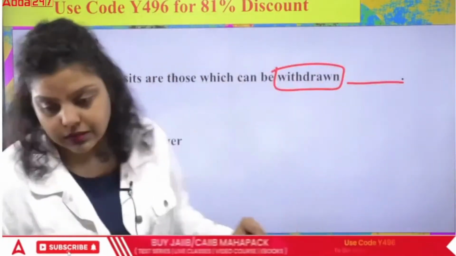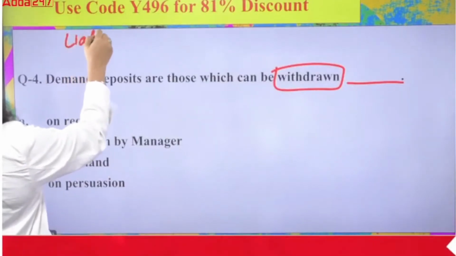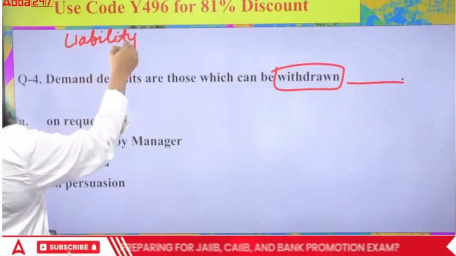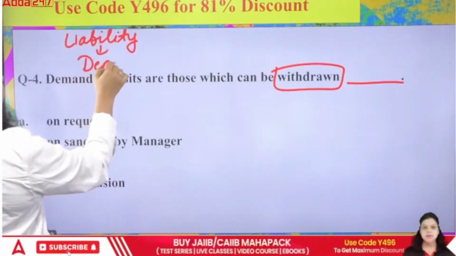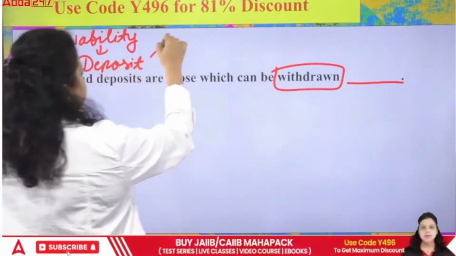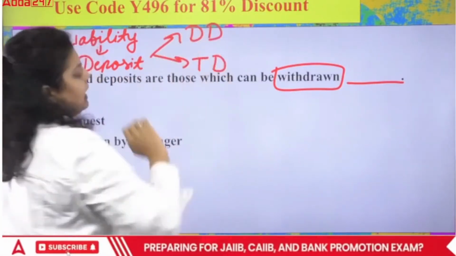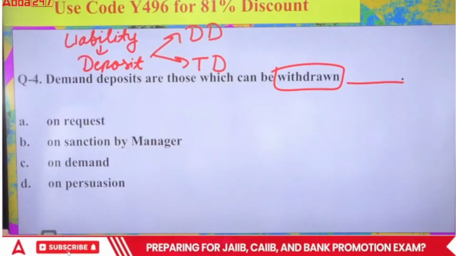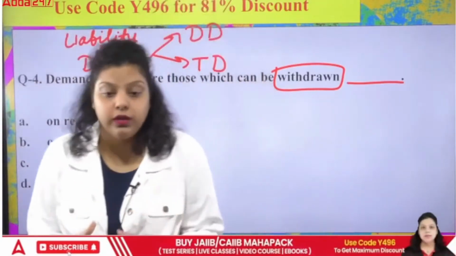If we talk about deposits, they are known as the liability of a bank. And the deposit is of two types. The first one is demand deposit and the second one is term deposit. The demand deposit is a type of deposit which can be withdrawn or deposited by the customer on their own demand.